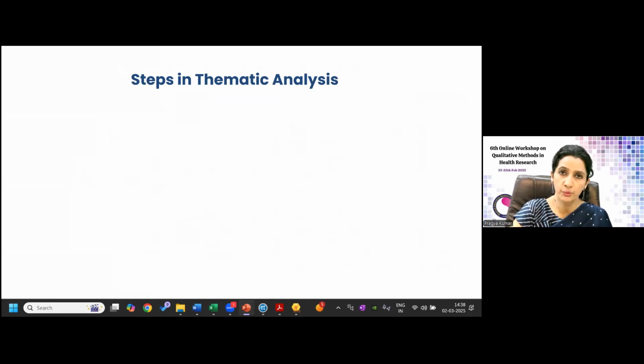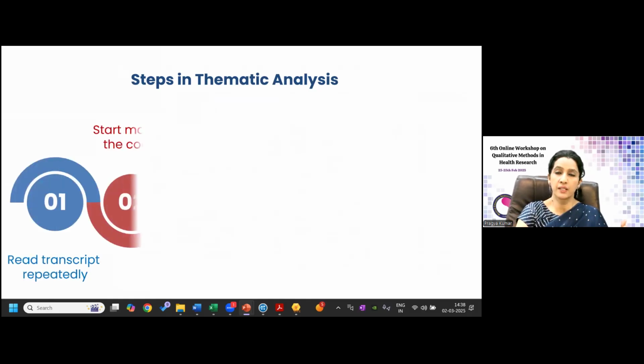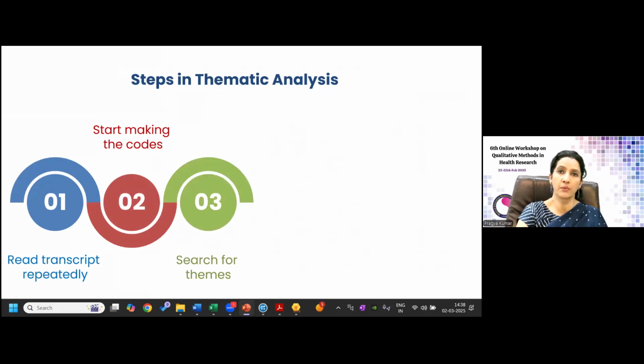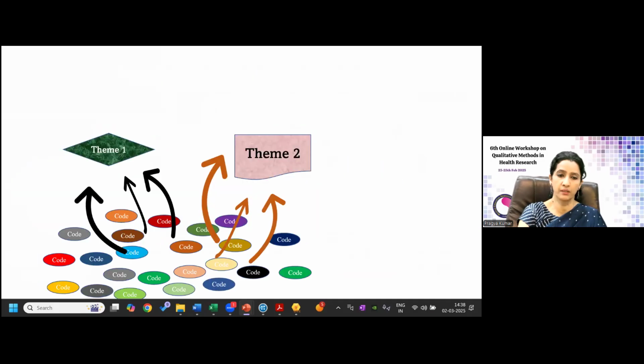So how do you do this thematic analysis? You start with reading the transcript, creating the codes, then merging the similar looking categories, searching for themes, reviewing the themes, and then naming the themes. These are the steps in thematic analysis, which all of us do. Then you write the report. Generally, reviewers suggest that you should not have many themes. They recommend 3 to 5 themes, not more than that.